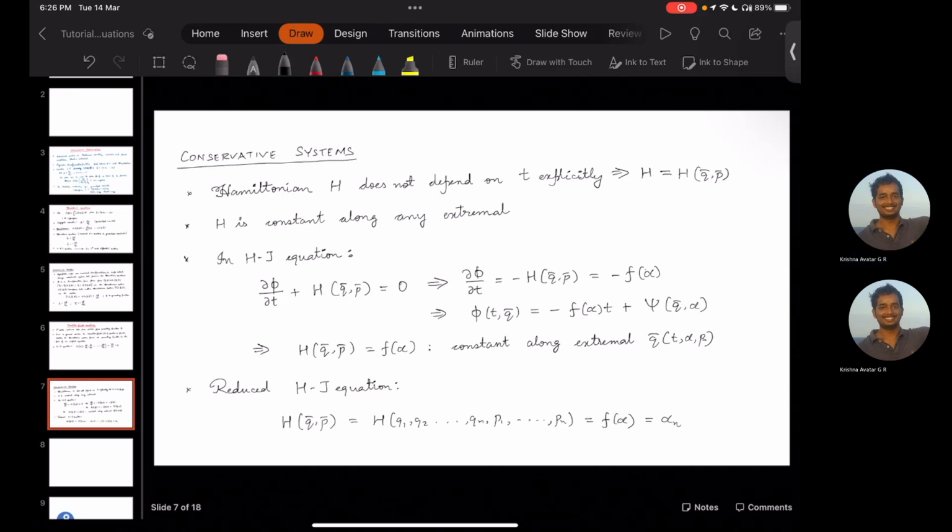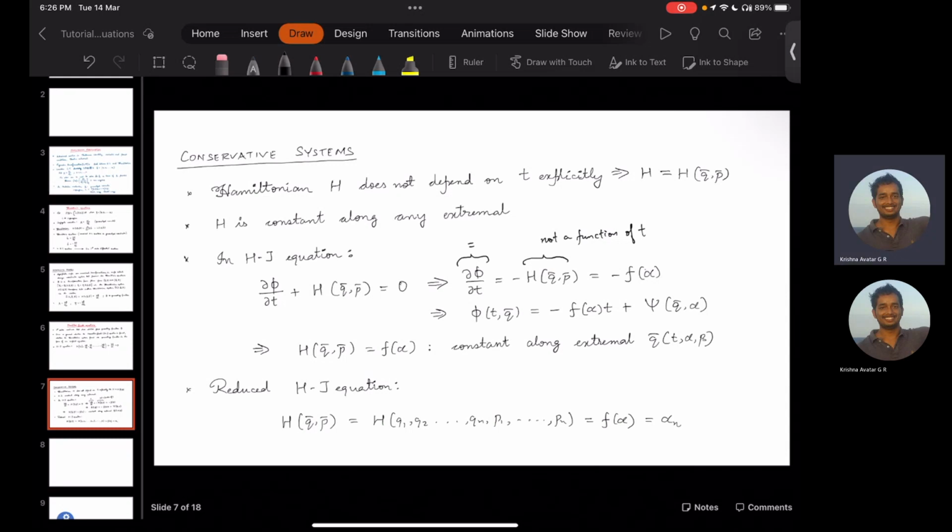Now, this quantity here is just a function of time, isn't it? Or let me go the other way around. This quantity here is not a function of time. You'll say that fine, but q vector and p vector can depend on time. So let me rephrase it. It's not an explicit function of time, or it's not an explicit function of t.